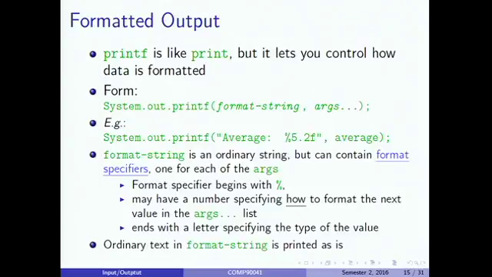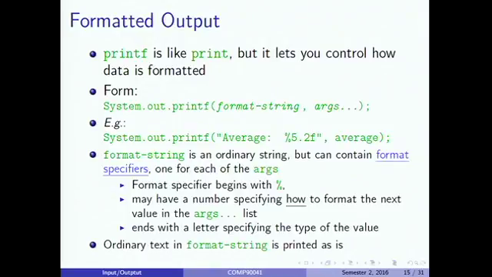Okay? So for example, here's a simple example, the sort of thing you might actually do. System.out.printf, and then your format string is "average: %5.2f", end of string, comma, average. So you've got a variable called average, and it's going to be printed out using this format. Okay, now I'll go through how the format string is interpreted.